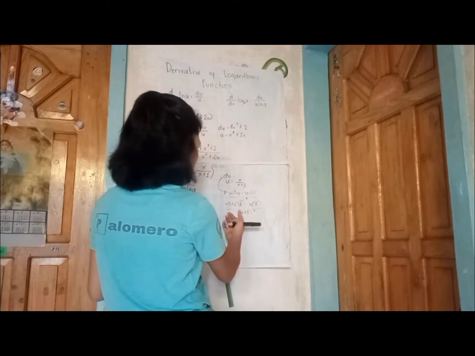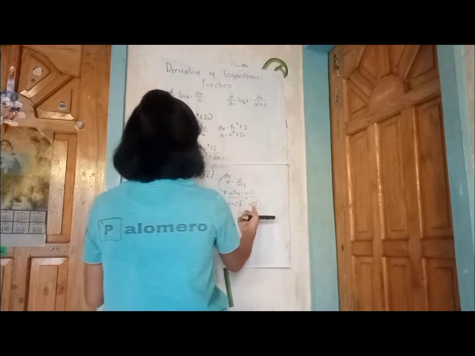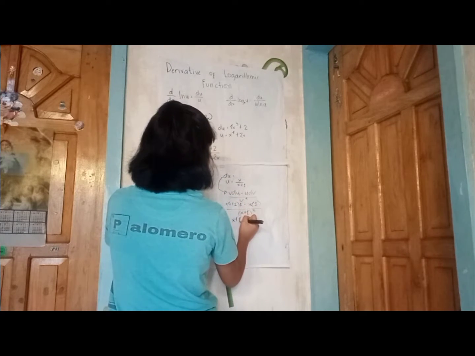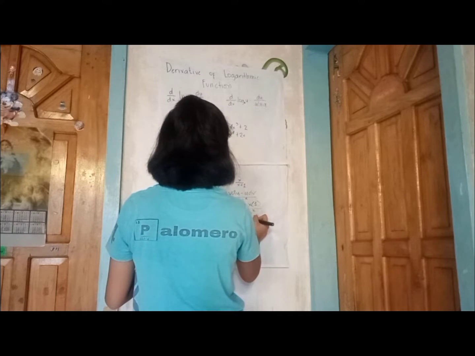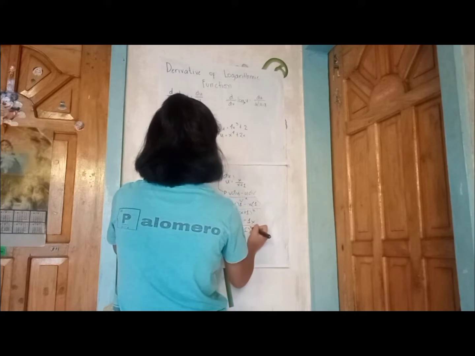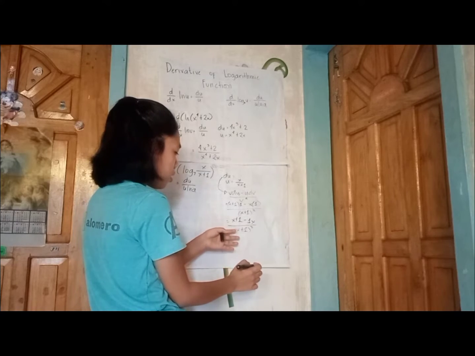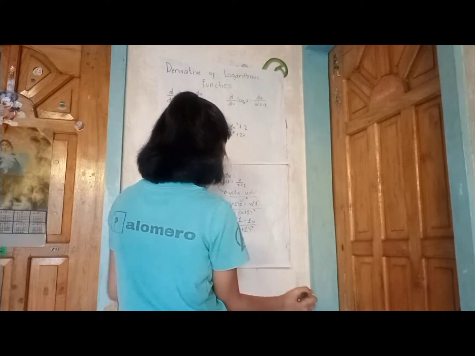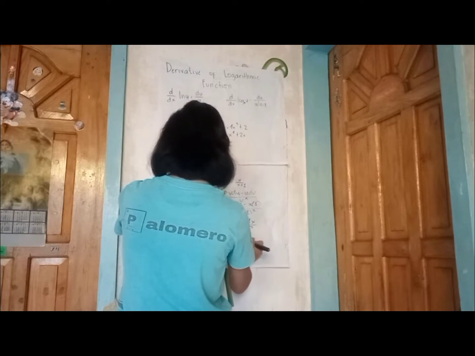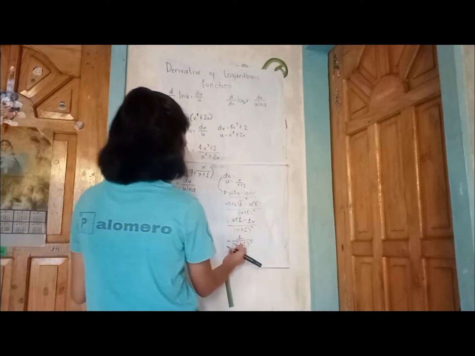So the answer here, x plus 1 times 1 is equal to x plus 1 minus 1x. So we will write it as x plus 1 minus 1x all over x plus 1 squared. So we can cancel out the x plus 1 to the denominator. So our final answer is 1 over x plus 1 squared. So this is our du.